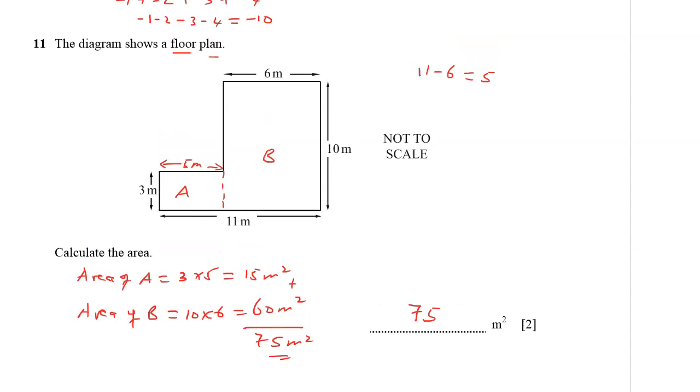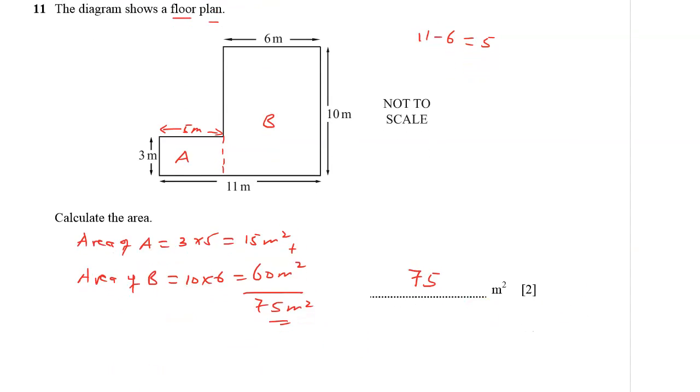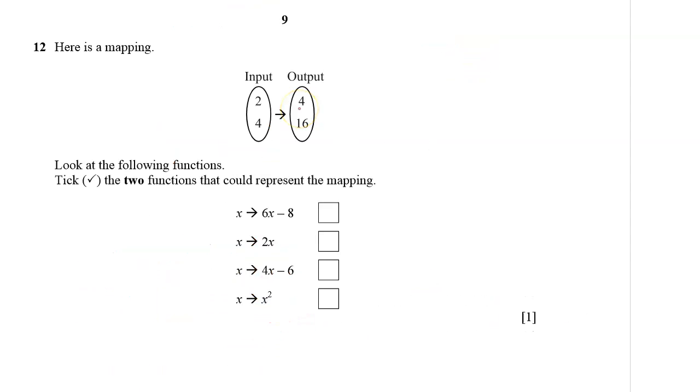75 meters squared is the total area. Question 12. Here is a mapping. We have the input and the output. We input 2, we output 4, we input 4, we output 16. Look at the following instructions. Tick the two functions that could represent the mapping there.